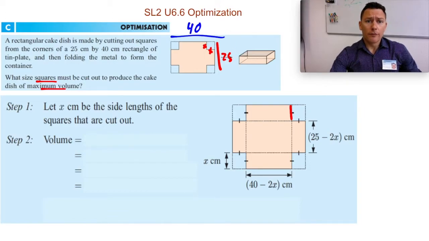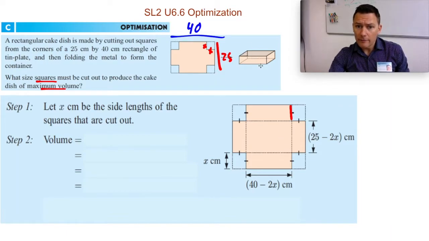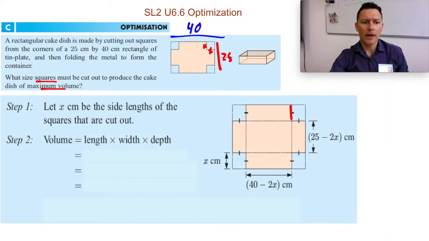centimeters. And so the volume is length times width times height of this cake pan. And the length is going to be this piece, right? This length, which is 40 minus 2 of these x's. And this length, the width, is going to be 25 minus 2 of these x's. That's what this piece is. And the height, this part, is going to be just the x's, right? When you fold them up.